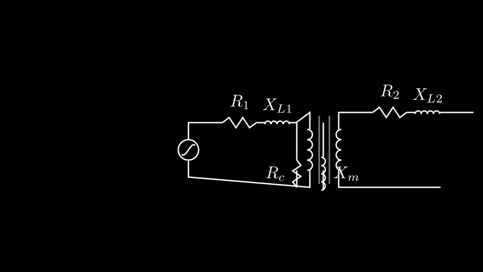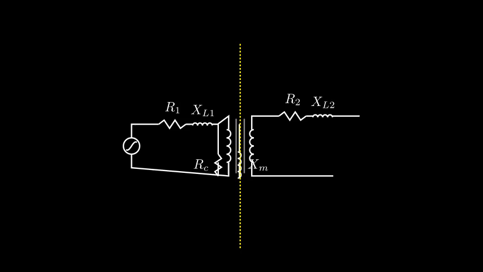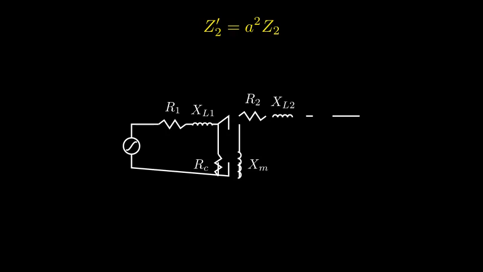This model is accurate but cumbersome because of that ideal transformer in the middle. We're dealing with two different voltage levels. To simplify, we can refer components from the secondary side over to the primary side. It's like converting currency using an exchange rate. The exchange rate is the turns ratio, A.